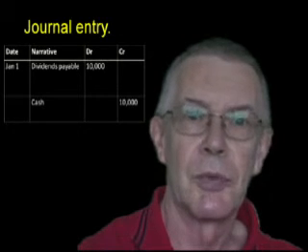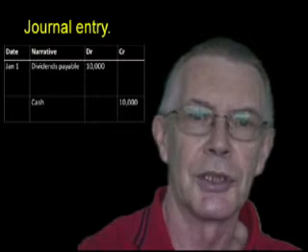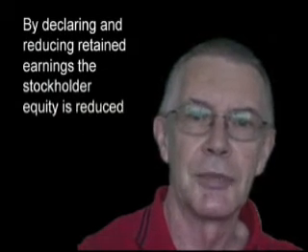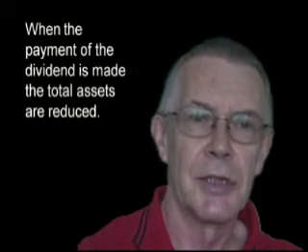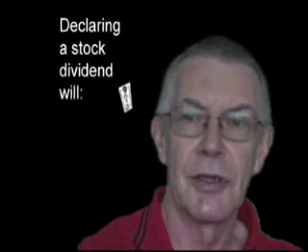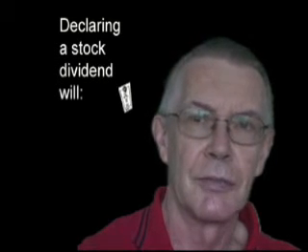At this point, we debit dividends payable, this removes the liability, and we credit cash to make the payment to the stockholders. When the declaration is made, stockholders' equity is reduced. When the payment is made, the assets are reduced. These are the two effects on the business.